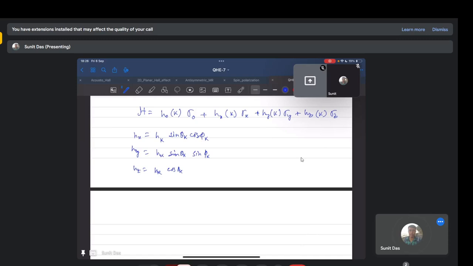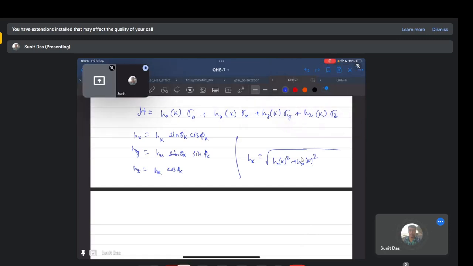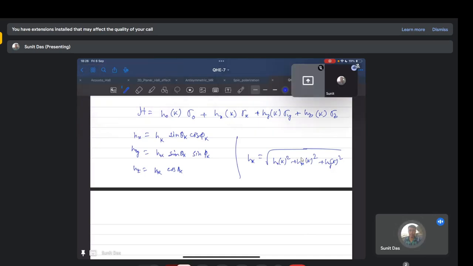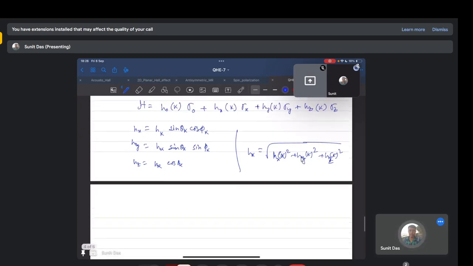Where hk is given by the root of hx of k square plus hy of k square plus hz of k square. Sorry, I missed something, so this will not be h. This is hx, this is hy, and this is hz. Okay, h0 is not there in hk. And this Hamiltonian, let's give it equation 3.